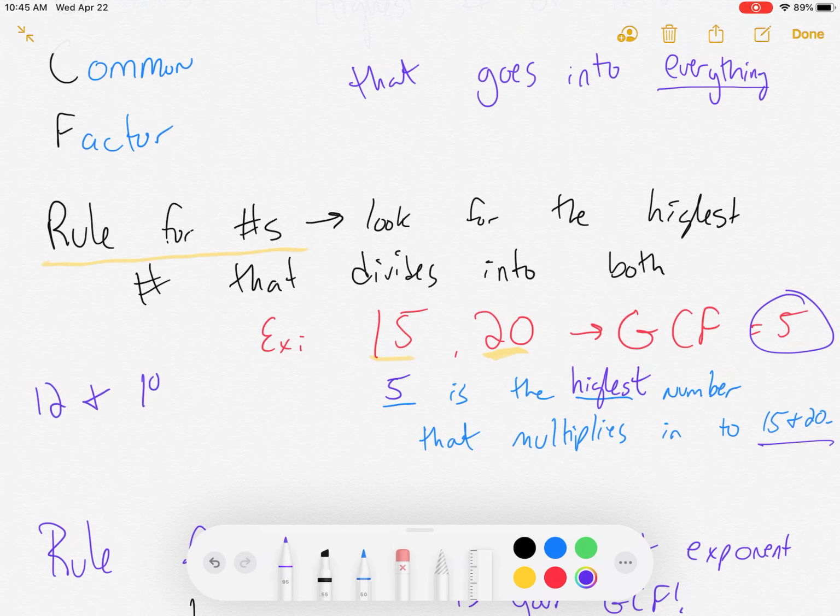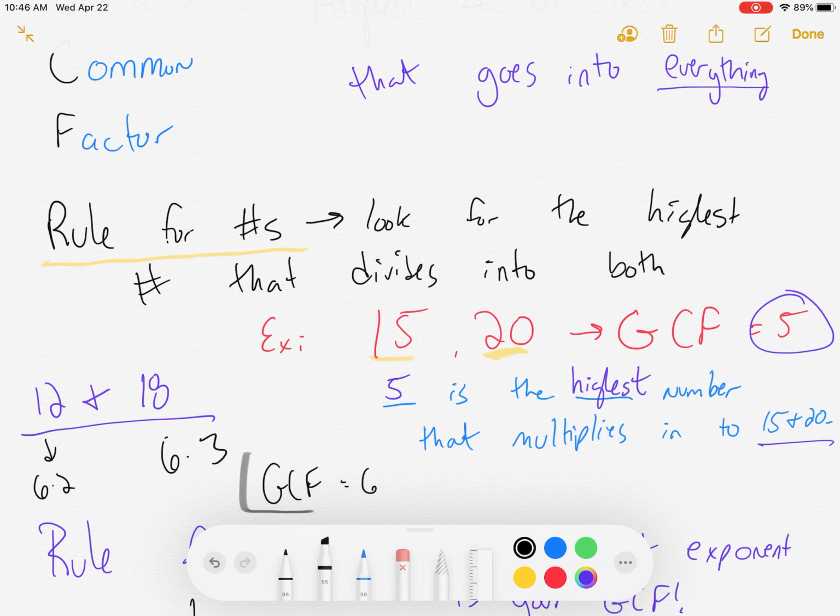Okay, let's do another one off to the side here. Let's think of 12 and 18. In your head right now, you should be thinking, what are numbers that multiply into both 12 and 18? Well, 12 is 6 times 2. 18 is 6 times 3. Those are the highest numbers, so your GCF between 12 and 18 is 6.